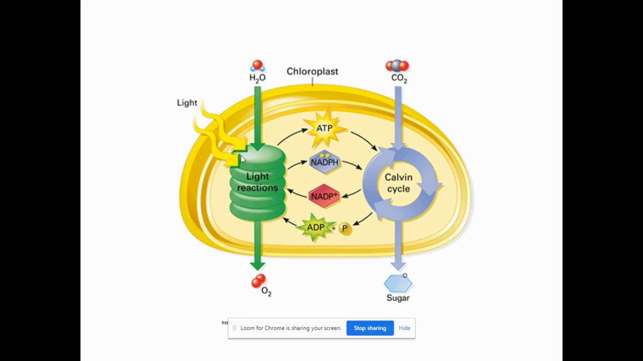All right, and again, so the light-dependent reactions occur within the thylakoid membranes. The light-independent reactions, or the Calvin cycle, occur in the stroma.